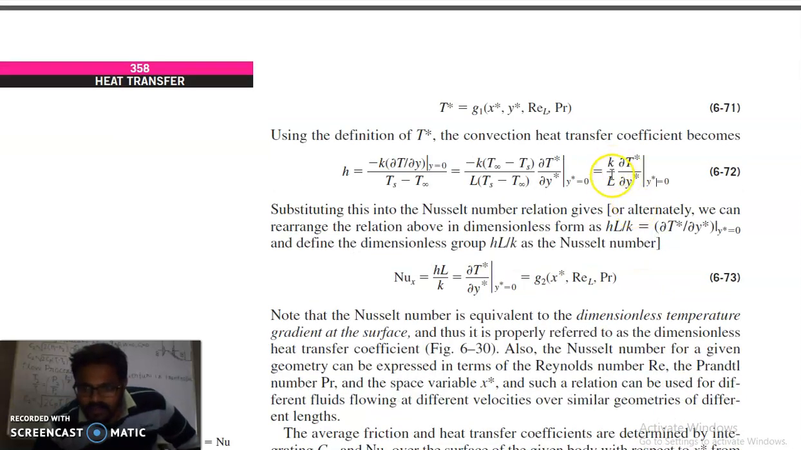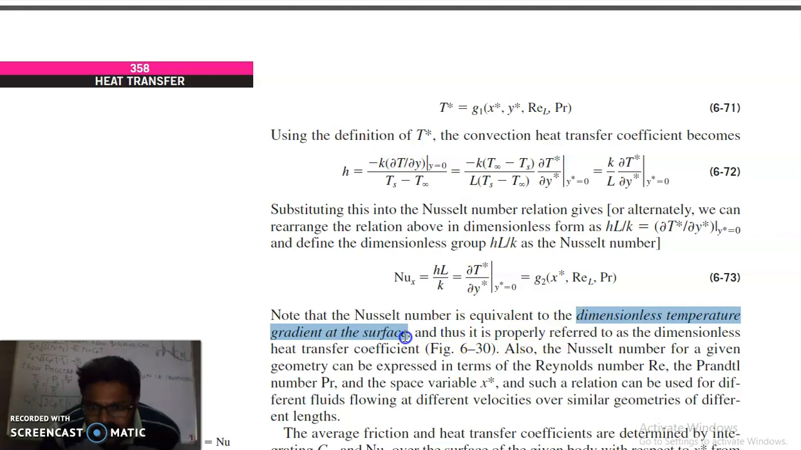Now if you rearrange, if you take L on this side, you will get hL upon k, which is called the Nusselt number. So in this case, your Nusselt number becomes equal to this parameter, which is a function of x, Reynolds number and Prandtl number. Nusselt number is equivalent to the dimensionless temperature gradient at the surface, and thus it is properly referred to as the dimensionless heat transfer coefficient.